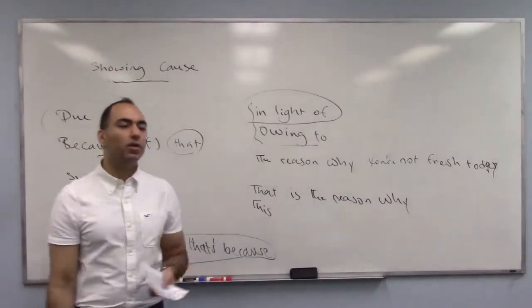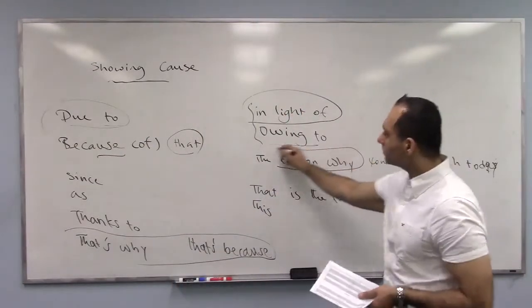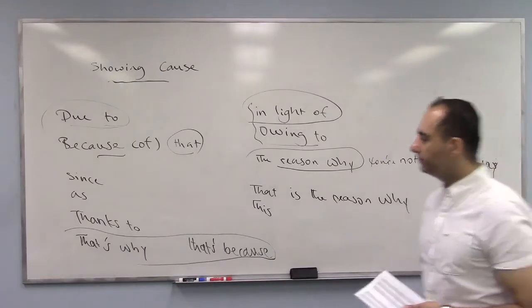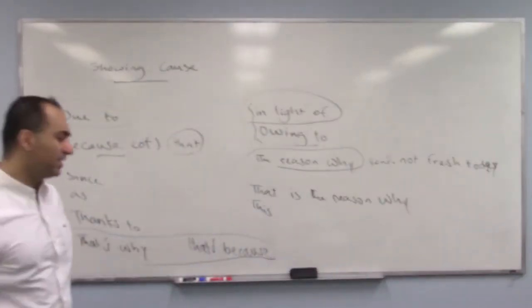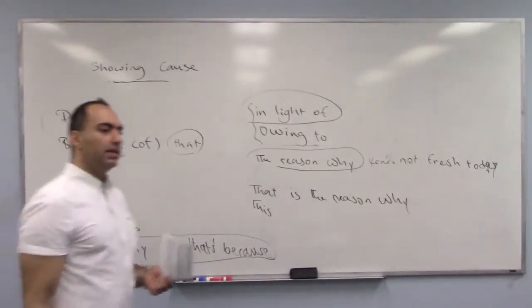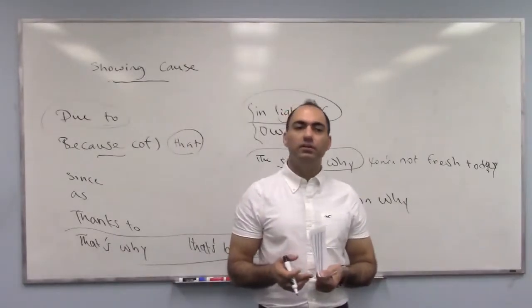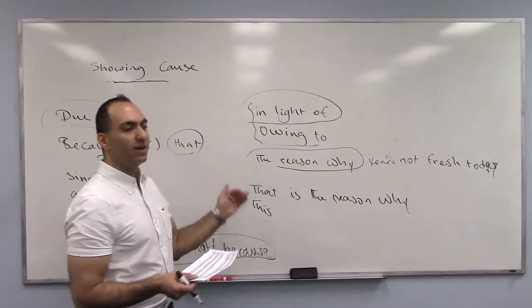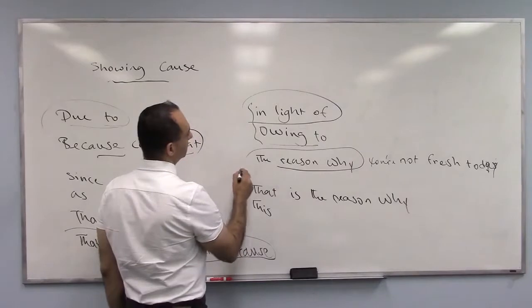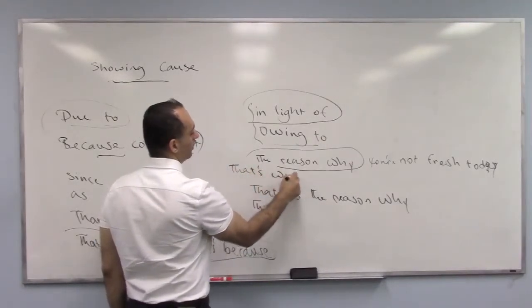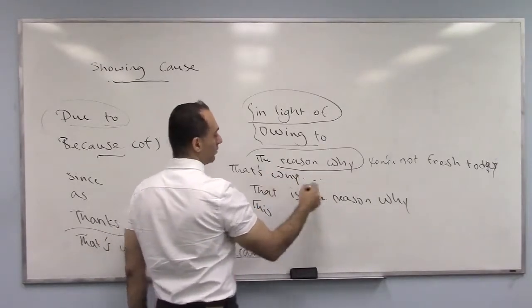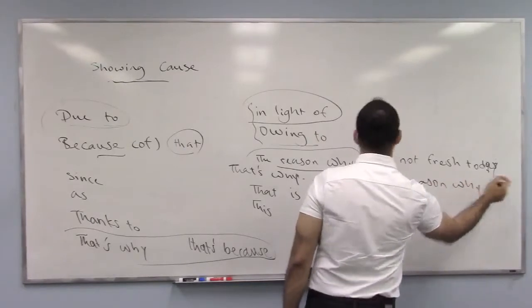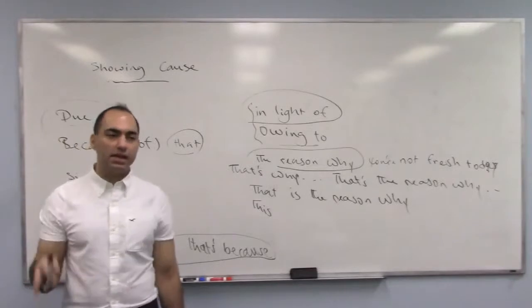The reason why scientists cannot find a cure for cancer. The reason why, it means the reason. The reason why scientists can't find a cure for cancer is the fact that cancer cells mutate differently every time. So the reason why, and that's why, that's the reason why, that is why. Scientists cannot find. Cancer cells mutate differently every time.